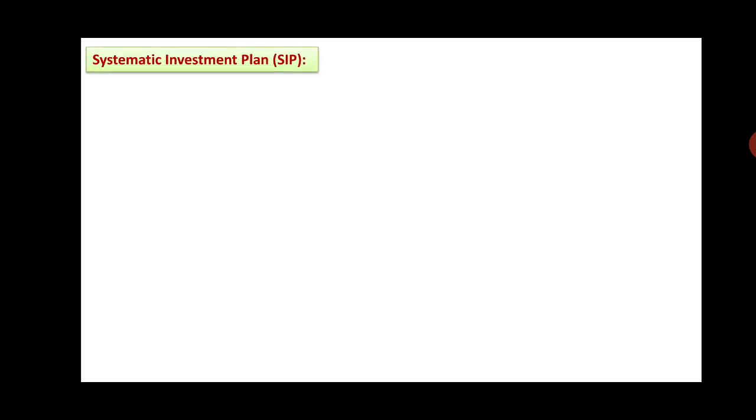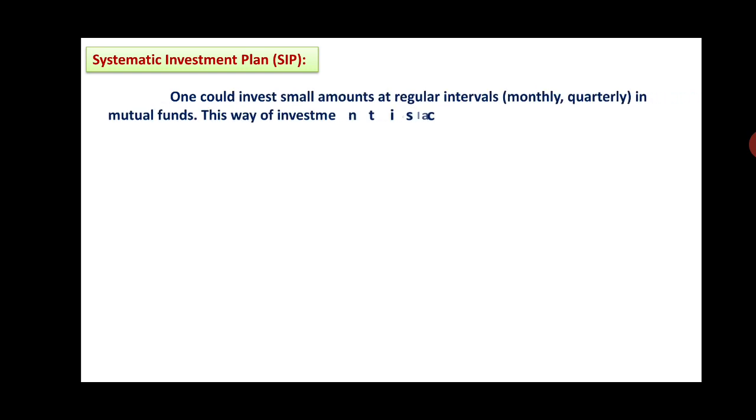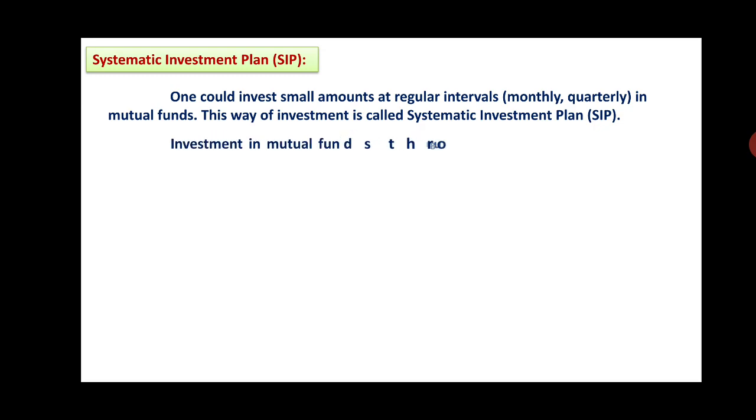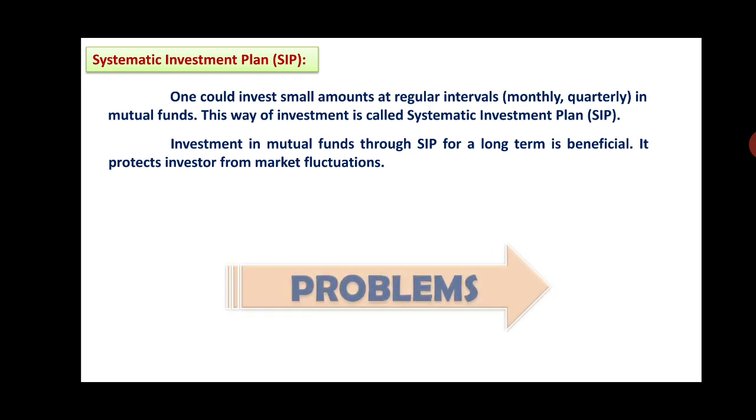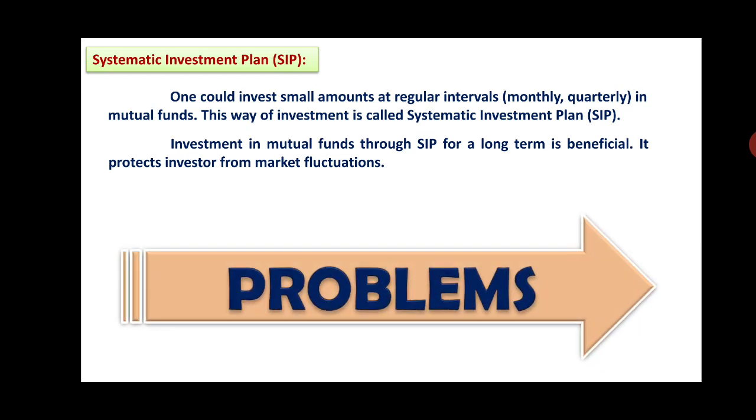Now what do we mean by systematic investment plan, the SIP? One can invest small amounts at regular intervals, monthly or quarterly, in mutual funds. This way of investment is called the systematic investment plan, that is SIP. Investment in mutual funds through SIP for a long term is beneficial. It protects the investor from market fluctuations. Now let us discuss problems based on this content.